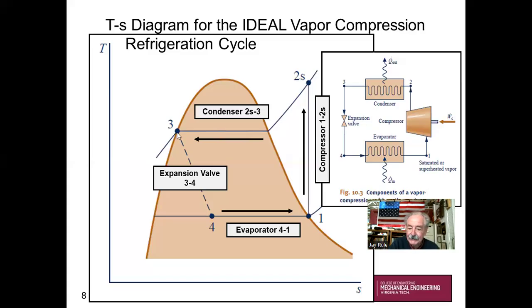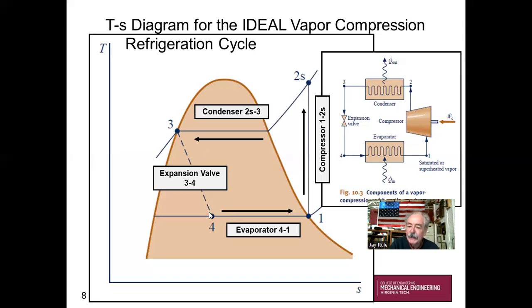So saturated liquid is going into the expansion valve for the ideal cycle. There may be some little tweaks, but we want you to get good at this ideal cycle first. Okay, we've got saturated liquid going into the expansion valve. A valve's not lifting a weight. There's no rotating shaft coming out of a valve. It's just dropping the pressure from 3 to 4.